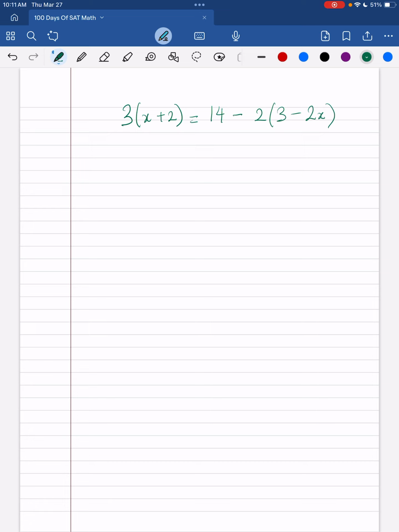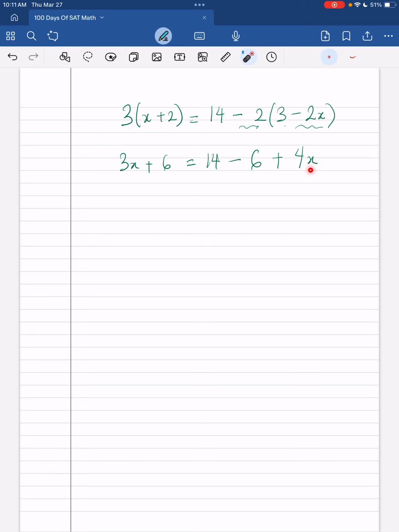So the first thing we do is the distribution. So we multiply 3 by x and 3 by 2. So we have 3x plus 6 equals 14 minus, we do the same thing here, -2 times 3 is -6, -2 times -2x is plus 4x. All right. Now the next thing we can do here is combining like terms, because we see here that 3x and 4x are alike because they both have x, while the rest are just numbers. So we can put the x's on one side and the numbers on the other side.